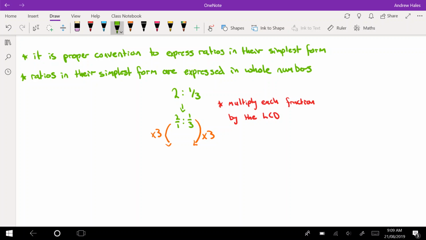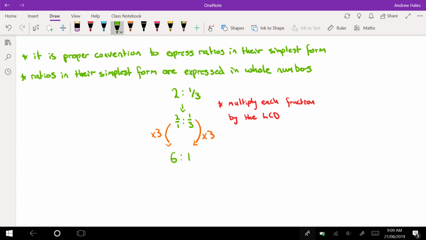2 over 1 times by 3, well, that's going to give me 6 over 1, which just gives me a 6. And 1 over 3 times 3 gives me 3 over 3, and that is 1, which gives me a ratio of 6 to 1.